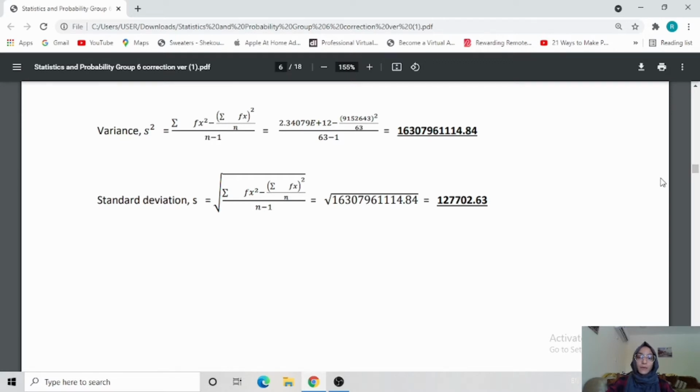The last thing that we will need to calculate is the standard deviation, which is equal to the square root of the variance, which will give us a value of 127,702.63.